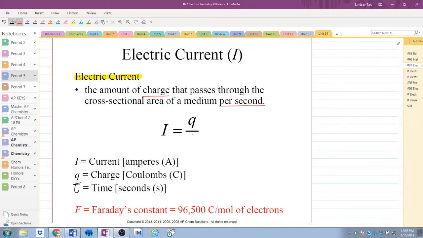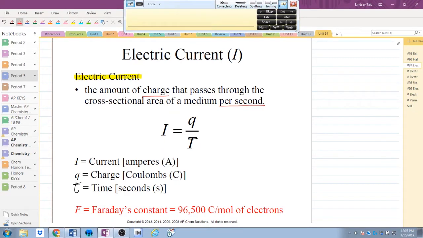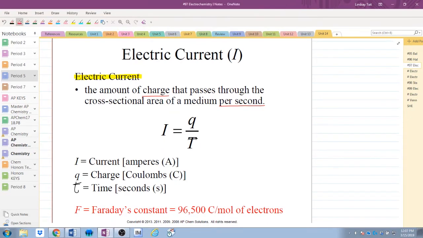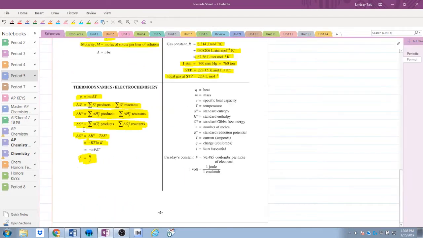Looking at my formula here, this should be a lowercase t. I is our symbol for current. A lowercase q is our symbol for charge, not to be confused with Q for heat. So we'll want to make sure we keep that straight. I do want to jump to the reference sheet. They also use a lowercase q, but notice they define it up here: Q is heat, q is charge.